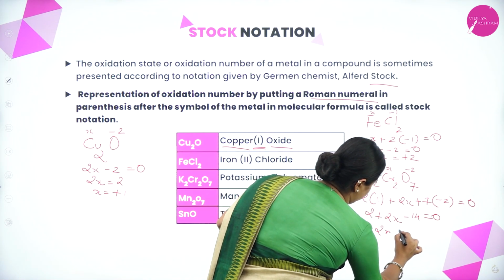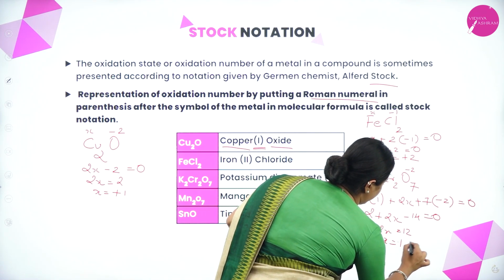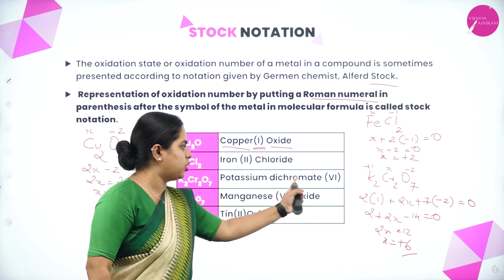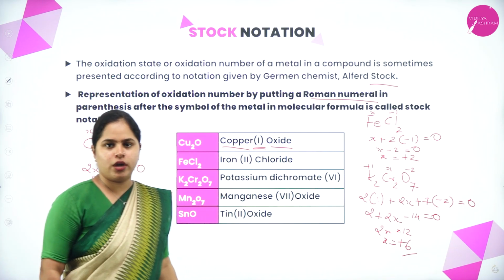So 2x will be equal to 12, x is equal to +6. Again, we got the oxidation number. So it is written potassium dichromate(VI). Okay, so I hope it is clear.